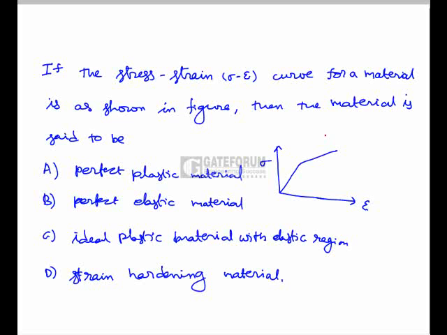Stress strain curve for a material is as shown in the figure. Then the material is said to be. So here the stress varies linearly proportional to strain up to some point, and after that also it varies linearly. So this material is said to be strain hardening material. So in the options, the right option is D.